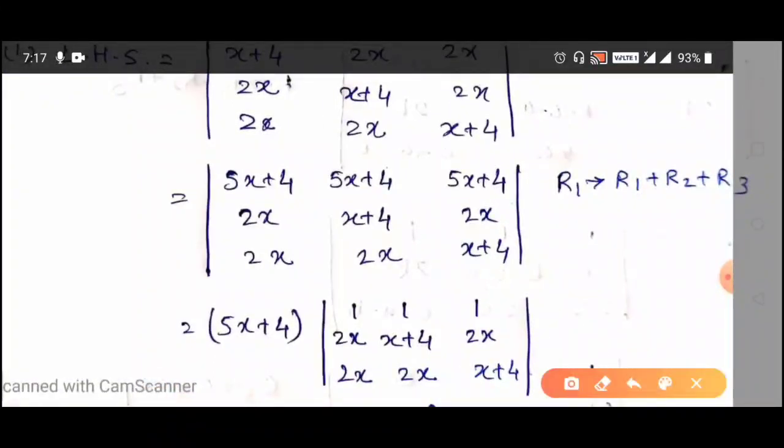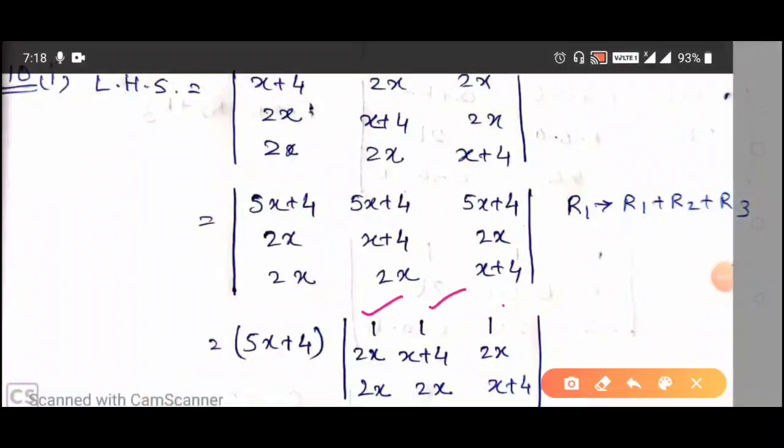If we take out 5x plus 4, in the determinant we will have 1, 1, 1 in row 1. Since we have 1, 1, 1 in row 1, now we can make the elements 0 easily. Whenever we make the element 0 here, we will do it column wise so that it will be easy for us. So we will do column 2 replaced by column 2 minus column 1, and column 3 replaced by column 3 minus column 1. Then we can get elements 0.